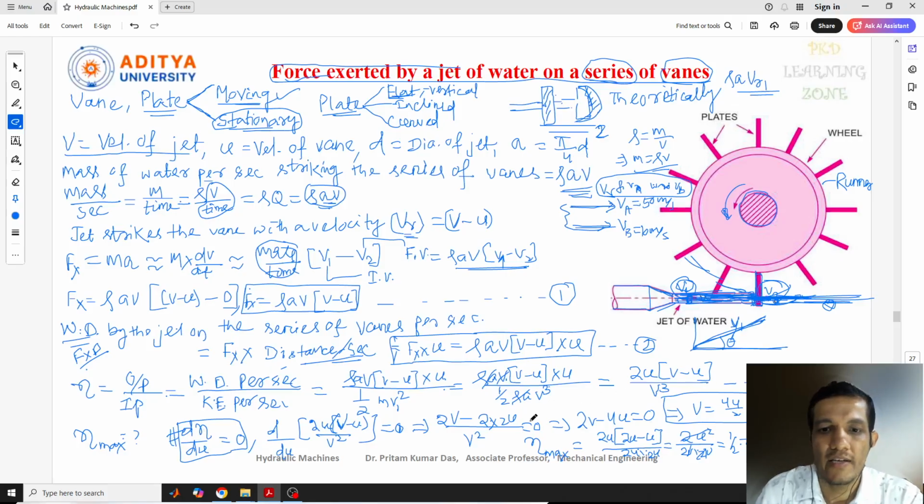I hope you understand this derivation. It is very simple, not that difficult. We only need to consider a few phenomena. One is the mass flow rate: when you consider that, we need to consider only rho A V. But when the jet strikes the vanes, we need to consider the relative velocity, because both are moving, the plate is also moving and the jet is also moving. When two things are moving, we need to consider the relative velocity.